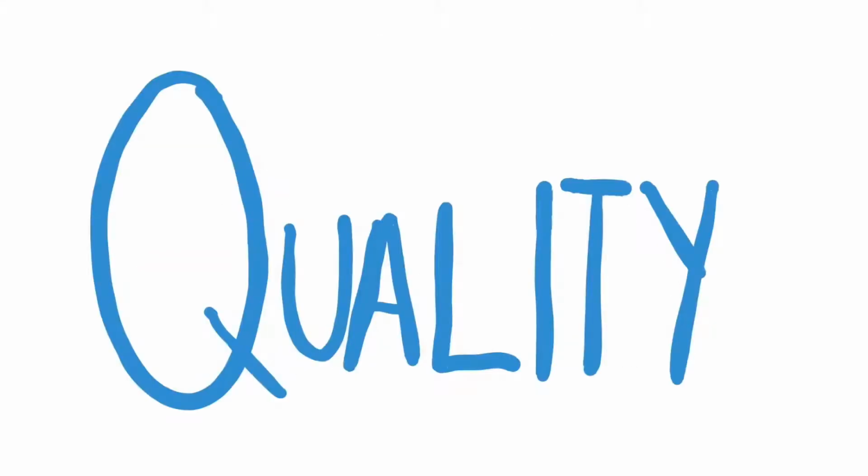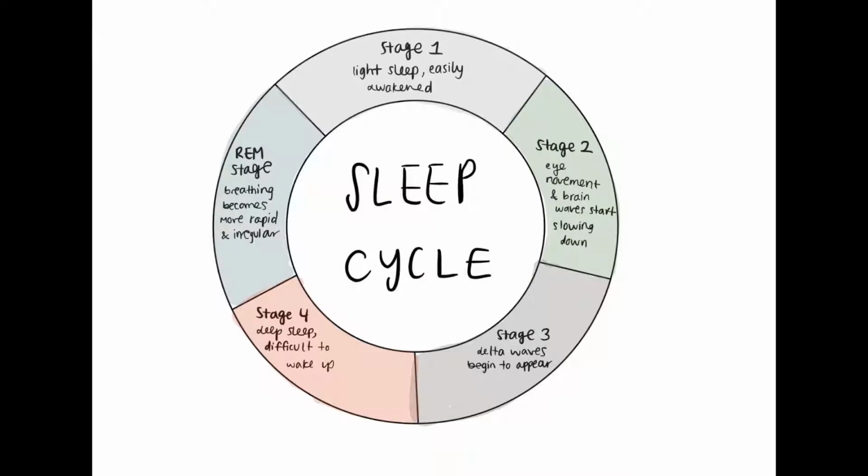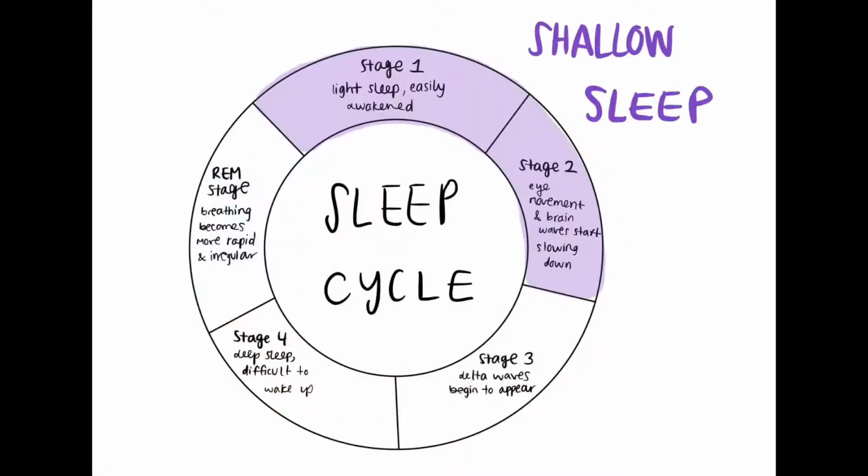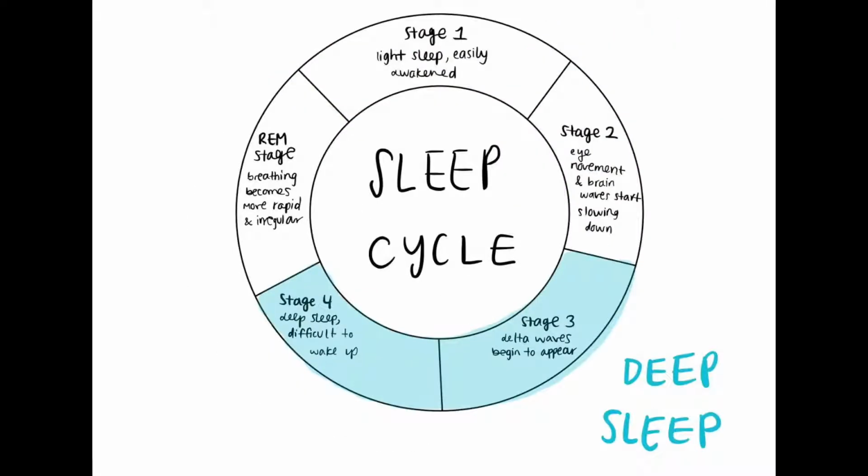There are three main types of sleep, and all three are incorporated within the main sleep cycle we all know. First, there's shallow sleep, which is stages 1 and 2. The shallow sleep is the light sleep when you're easily awakened, eye movement, and brain waves start slowing down. Then there's deep sleep, which are stages 3 and 4, where the delta waves begin to appear, and it's more difficult to wake up.